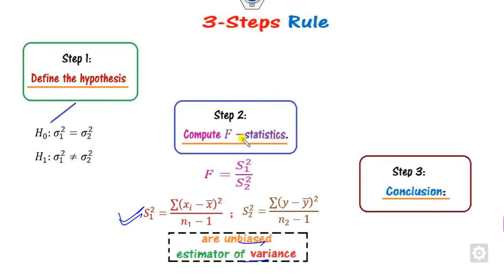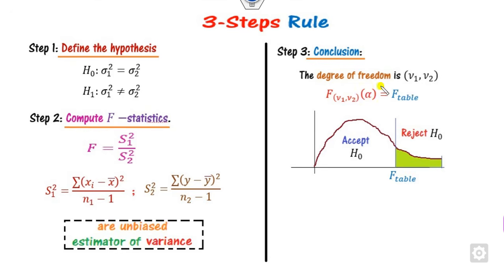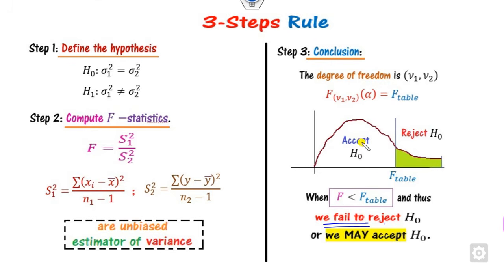Once you define step number 2, in step number 3 we find the degree of freedom nu1, we find the degree of freedom nu2, and we make this table. This value we take from the F table corresponding to the degrees of freedom nu1 and nu2, and we summarize this value here. After that we check the value we obtained from step 2: if this value lies in the accepted region, that is F less than this, then we fail to reject H0, and we always use the word may. Remember, this word may will be there. Otherwise we reject H0.